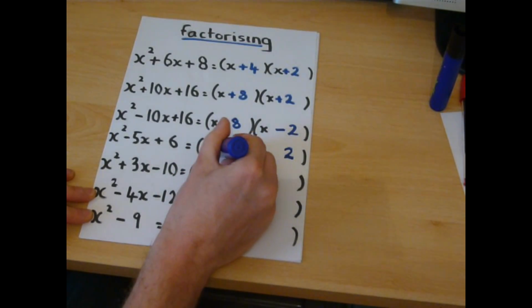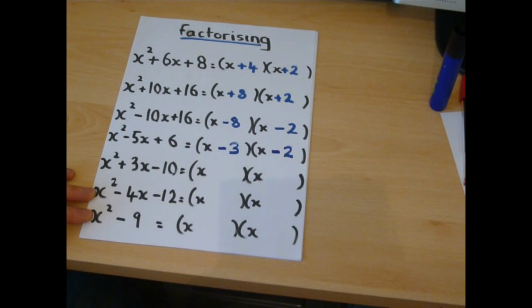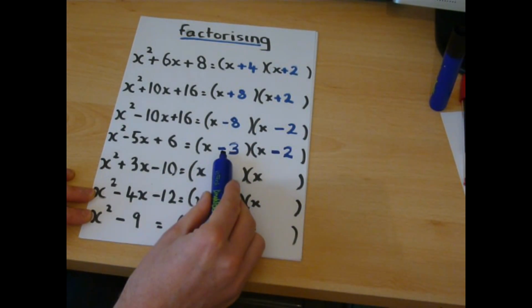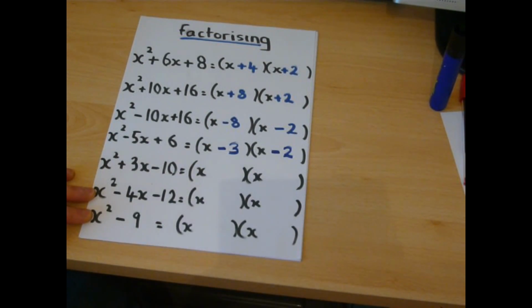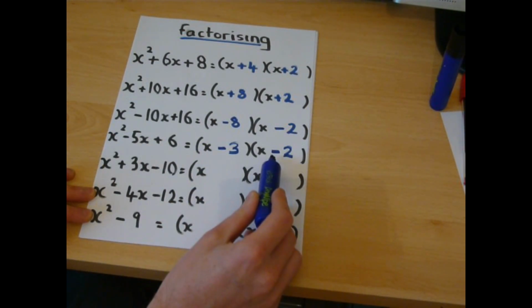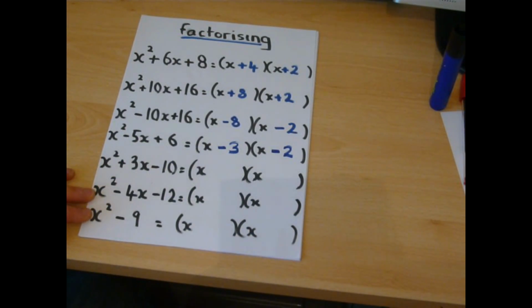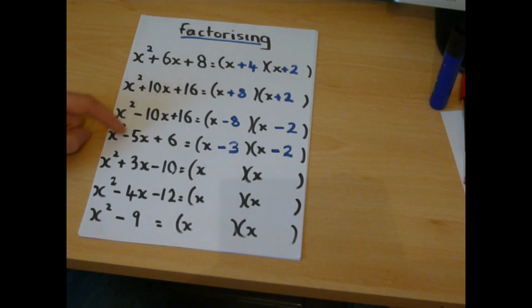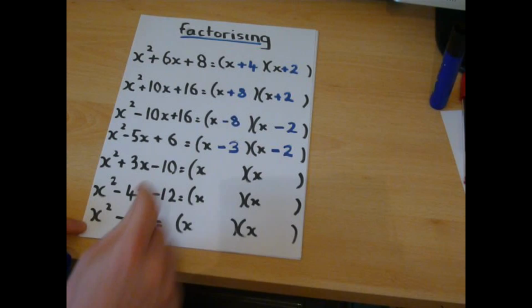However, if we have a minus 3 and a minus 2, then minus 3 times minus 2 is still plus 6, but minus 3 take away 2 is minus 5. So, we've looked at the examples where all the signs are positive, and then where the second sign is negative. The third case is where the third number is negative.